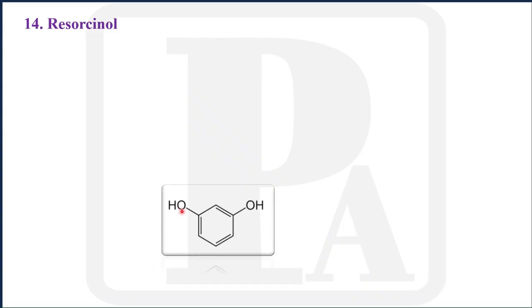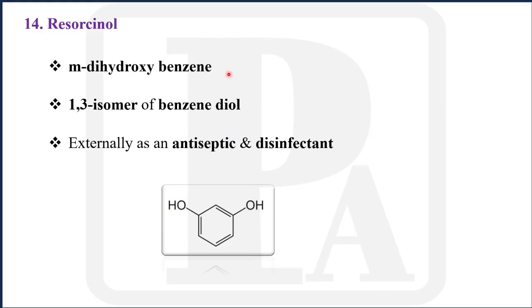So next one is called resorcinol. Benzene ring with two hydroxy groups, both meta to each other, that is called resorcinol. Meta dihydroxybenzene. That's why it is otherwise called meta dihydroxybenzene or 1,3 isomer of benzene diol. So this is number 1, 2, 3. So 1,3 isomer of benzene diol. It is used as an antiseptic and disinfectant.